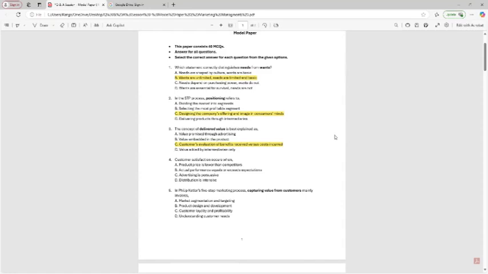Right? So a very easy question. So the correct answer is C. Okay, let's move to question number 4. Read the question and try to get the answer quickly.